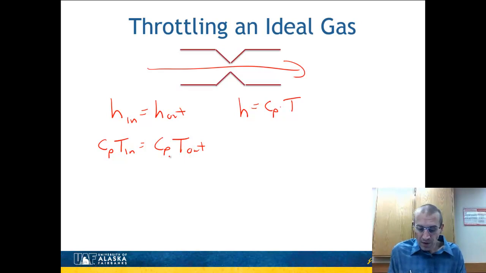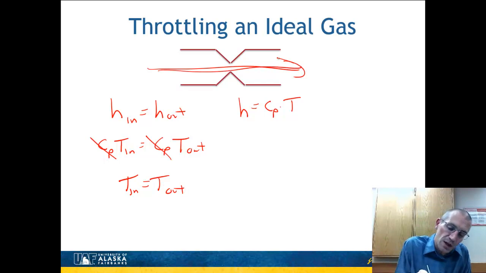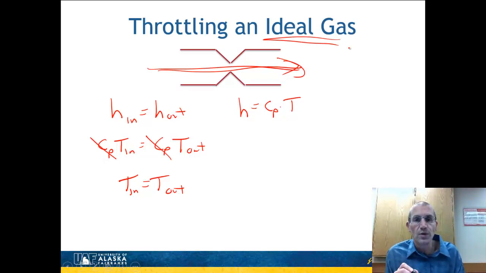And so if these heat capacities are more or less the same, and they tend to be, they don't change a whole lot, I just find out that T in is equal to T out. Which just tells me there's no temperature change through a throttling valve with an ideal gas, which is the exact opposite of what we saw with non-ideal. In fact, the point of the throttling valve was in order to get a temperature drop through it. So it's an important concept to remember. If you throttle an ideal gas, the temperature doesn't change. And if you want a temperature change, you need to throttle something that's not ideal.